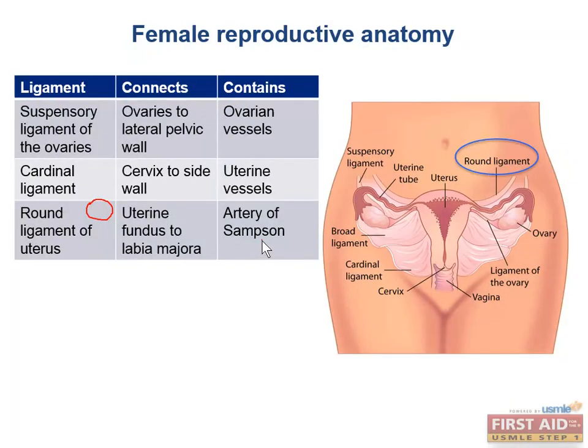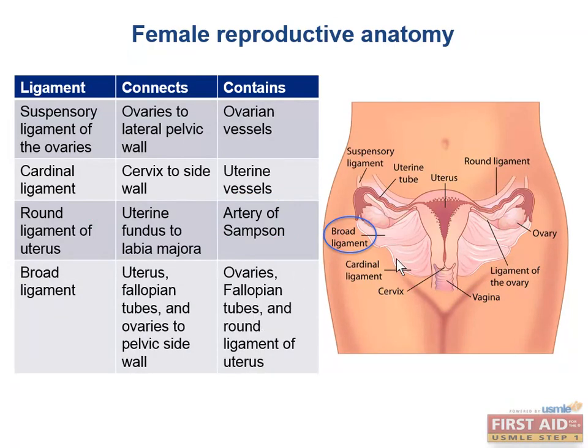But the reason we point this out is because this is the anastomosis between your ovarian vessels in your suspensory ligament and your uterine vessels in your cardinal ligament. So you got your artery of Sampson, your anastomosis, which is relatively insignificant. If you remove the anastomosis, it's not going to affect these respective structures. Okay, so just be aware of that.